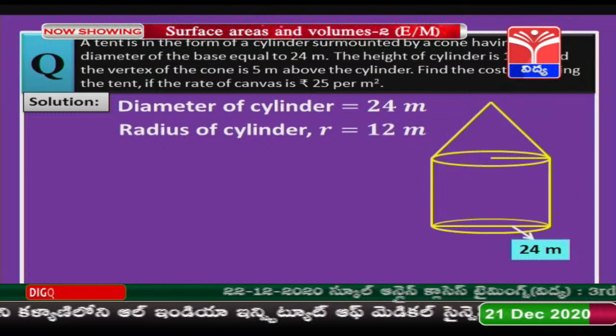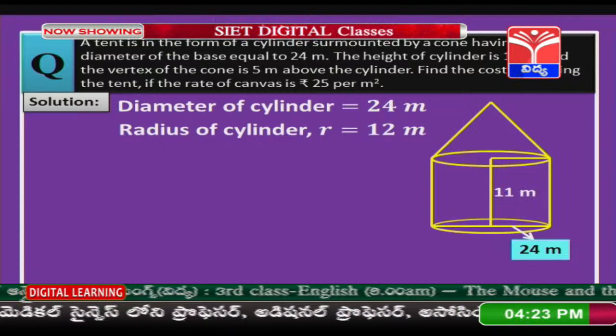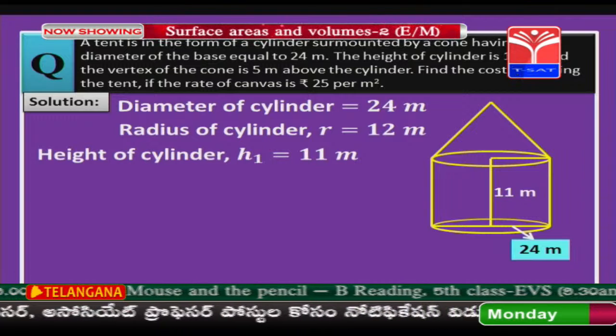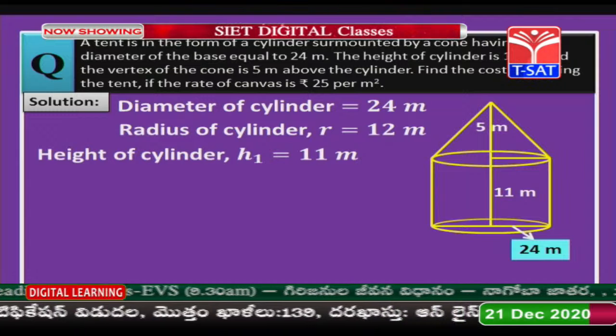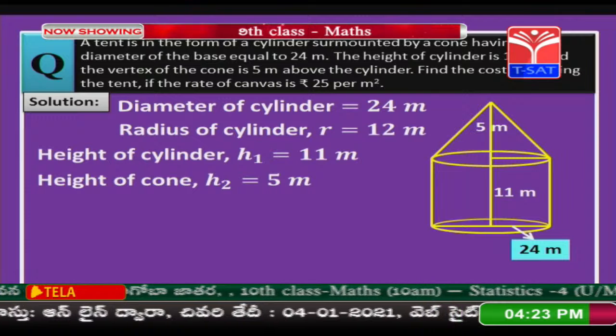So, r is equal to 12 meters. Then the height of the cylindrical part is 11 meters, that is h1 I am assuming it as, so h1 is 11 meters, and the height of the conical part is 5 meters. So, I will assume it as h2 equal to 5 meters.